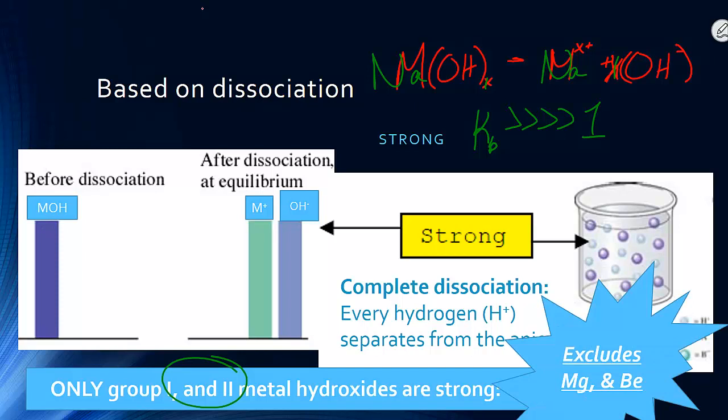There are some exceptions. Magnesium hydroxide and beryllium hydroxide are both not really considered strong, because they dissociate, but the percentage they dissociate is a little weird. So generally speaking, the AP exam is going to avoid these two because it kind of coin tosses depending on who your professor is, whether or not magnesium hydroxide and beryllium hydroxide are considered strong. But again, generally speaking, any group 1 or 2 metal hydroxides are considered a strong base.